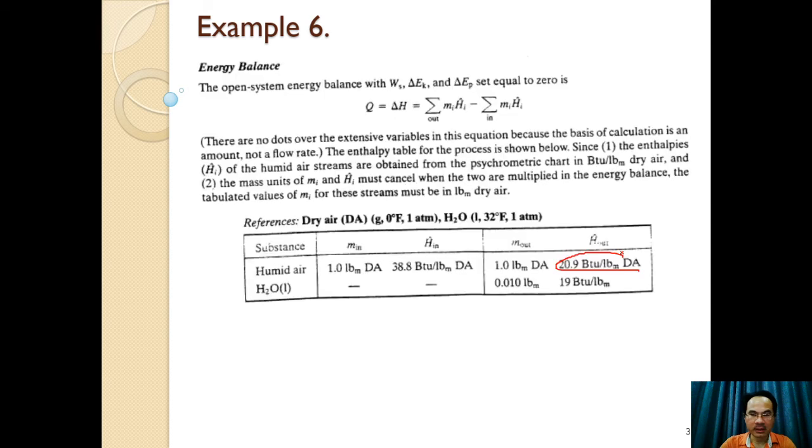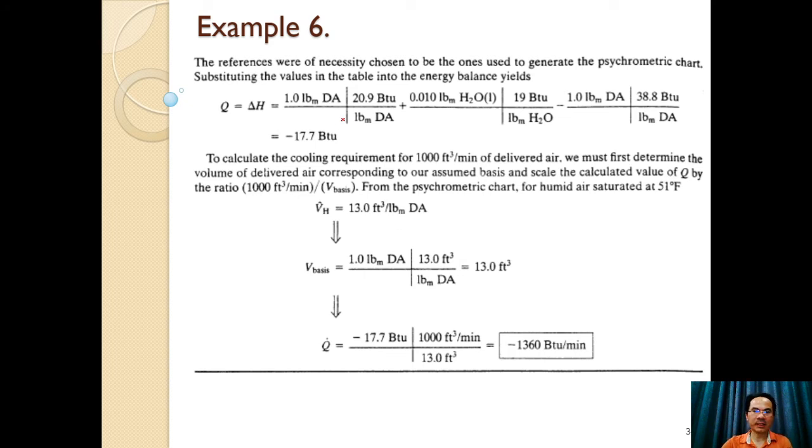Okay, and then you can calculate Q equal to delta S. You substitute: Q equal to 1 pound mass dry air multiplied by 20.9 BTU per pound mass dry air, plus 0.01 pound mass multiplied by 16 BTU per pound mass, minus 1 pound mass dry air multiplied by 38.8 BTU per pound mass dry air. The result is delta S equal to Q, Q equal to minus 17.7. This is correct because the negative Q is the output of the cooling system, since this equation is based on Q being positive from the input to the system.